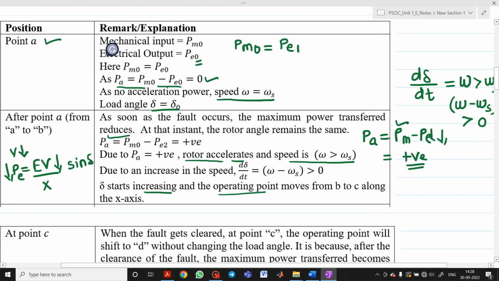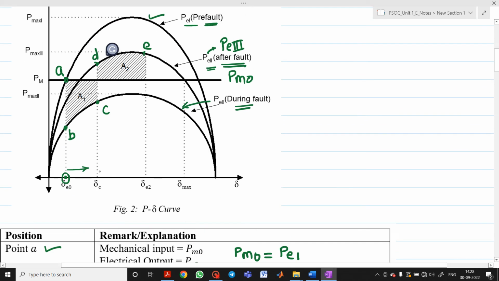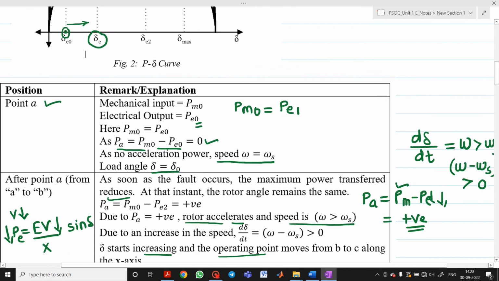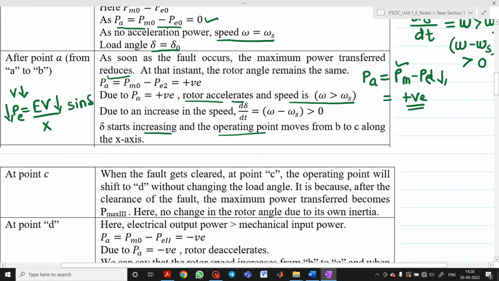Now what happens at point C? This is the point C. Here the corresponding load angle is delta C or delta CR. That is, the circuit breaker operates when the fault gets cleared at point C, and the operating point will be shifted to point D without changing the load angle.